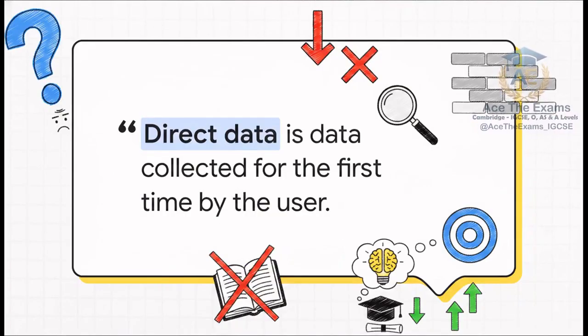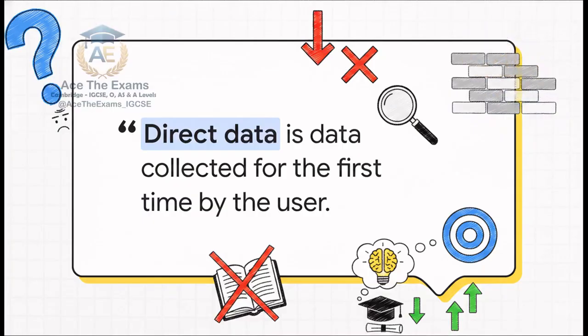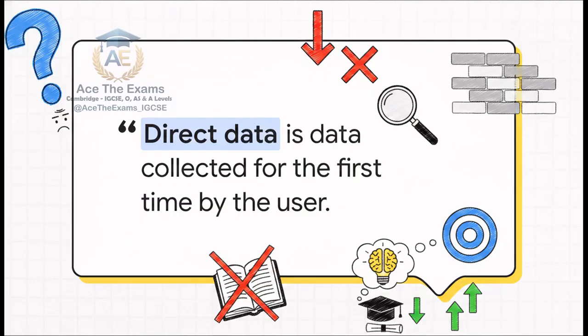Direct data is data collected for the first time by the user. Now, you're probably thinking, yeah, that's factually correct, right? And yes, absolutely it is. But here's the kicker. Dropping this generic dictionary definition into a scenario-based question is going to cost you massive marks before you even realize what hit you.